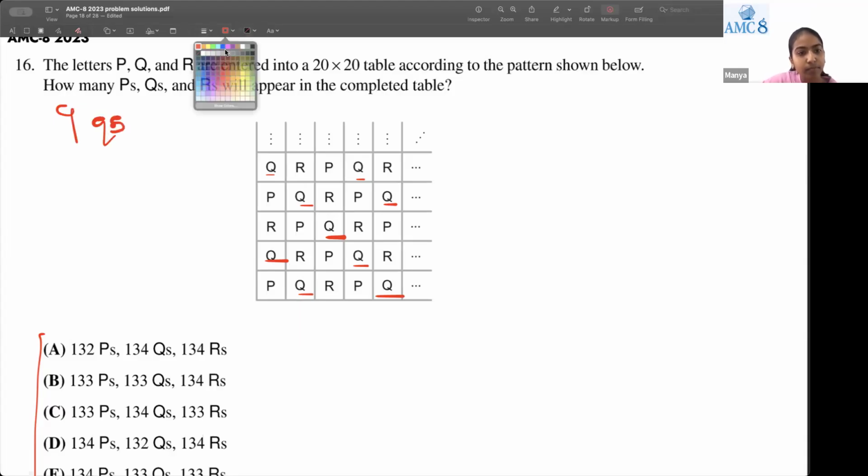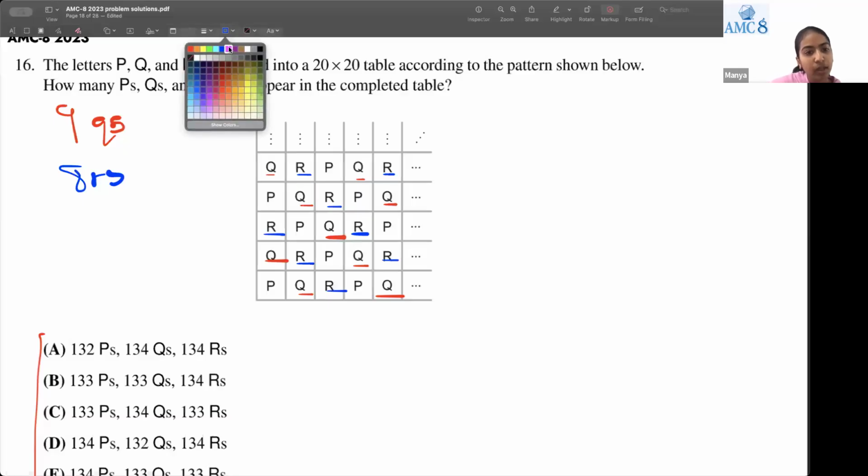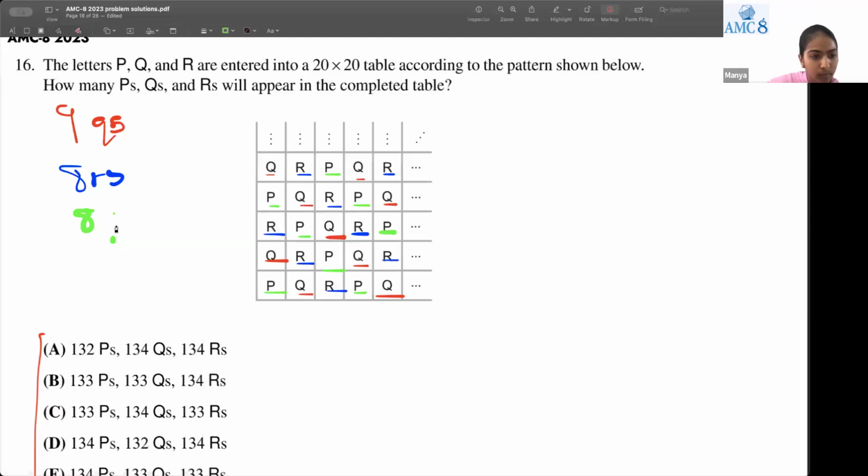Let me use a different color. How many R's will there be? 1, 2, 3, 4, 5, 6, 7, 8. 8 R's. And another color. How many P's will be there? 1, 2, 3, 4, 5, 6, 7, 8. 8 P's. So the meaning of this is that there must be one more Q than R's and P's.